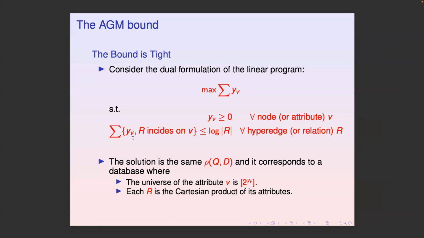So this has the same solution as the dual linear program. And it corresponds to a database where the universe for attribute B is just the numbers 1, 2, up to 2 to the y_B. And each relation is the Cartesian product of its attributes. So basically what you are saying is that if you take 2 to the power of both, the product of all those attribute universes is at most the size of the relation. So it ensures that you build a relation that is not bigger than those that you have for your query. But still the size of the join they produce is the same as the upper bound. So you can quite easily build relations that give you an output of size 2 to the rho.